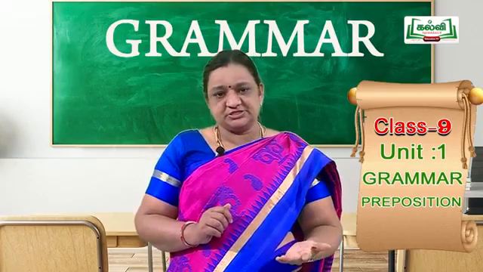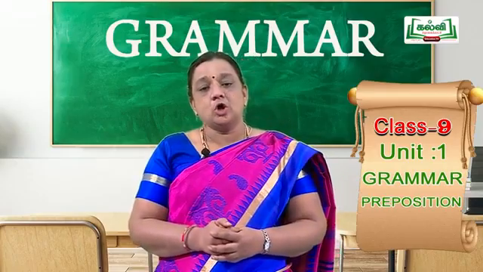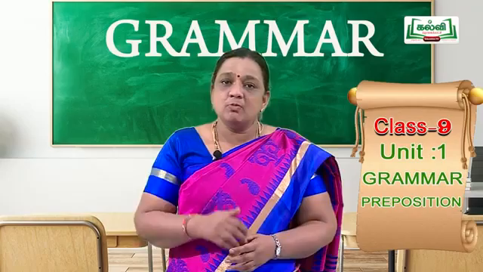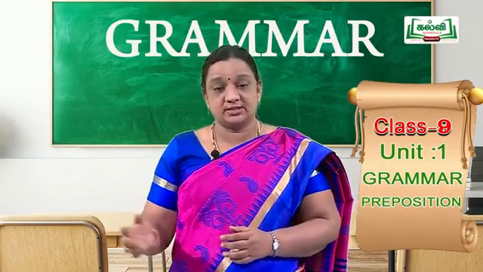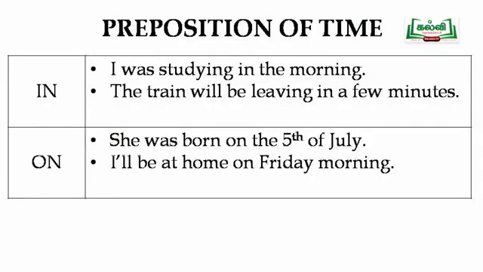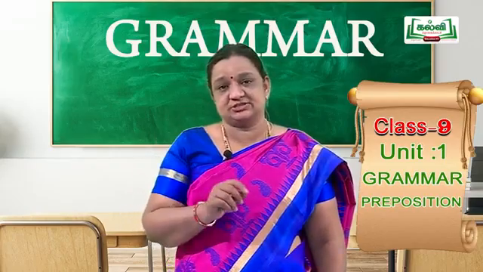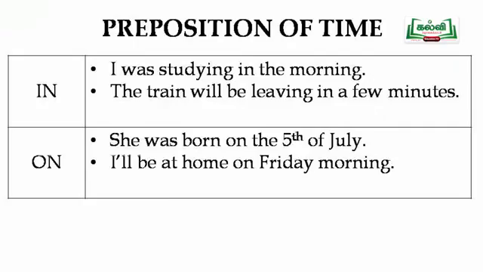The next preposition is "on". "On" is used to tell a longer duration, for dates and months. She was born on 5th of July. So it tells us the date, on which date she was born. I'll be at home on Friday morning.